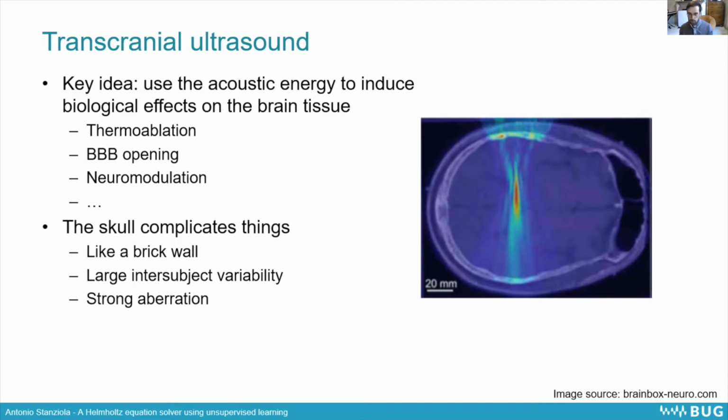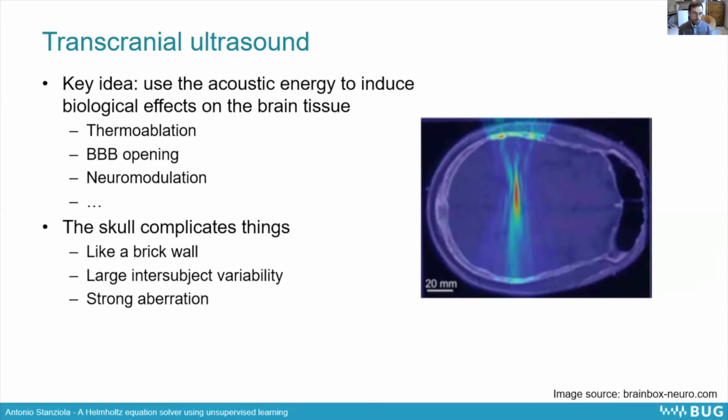And the kind of effect that you may want to achieve can vary. For example, you may want to heat up a piece of tissue such that you perform ablation, a kind of non-invasive surgery on the brain. There are groups working on blood-brain barrier opening. And what we're interested in is neuromodulation. How it works is not entirely known, but the idea is that you can use the mechanical energy of an ultrasound wave to modulate the activation of certain regions of the brain. And you can use it to study the brain or to perform different tasks.